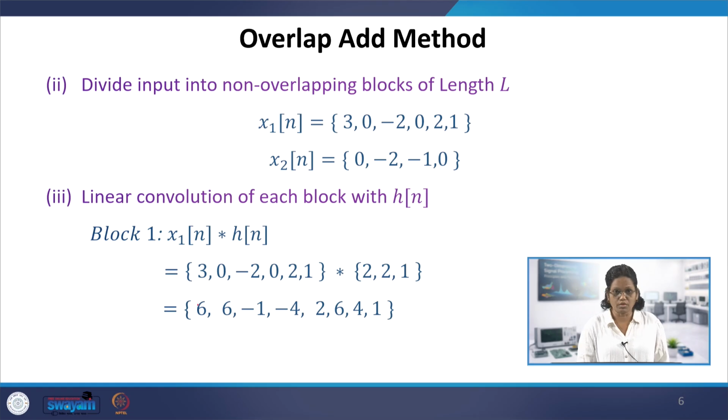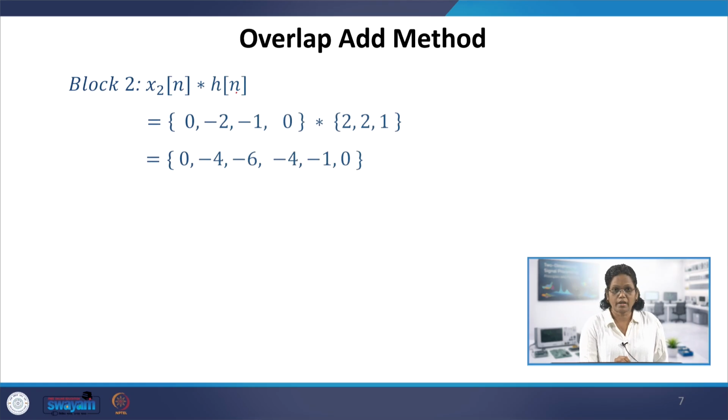So the resultant output will be 6 6 minus 1 minus 4 2 6 4 1. Similarly we perform X2 with h in the next step. X2 and h, convolving it linearly, and then we get the output as this 0 minus 4 6. Because this one has only 4 points, the rest of the 4 points of the X, the length is not equal to 6. We can make it 0 0, so that it will also give L plus M minus 1, 8 points here. But that's not going to be of any use here. So we have just taken what is left over from X as X2 and convolved it with h, linear convolution.